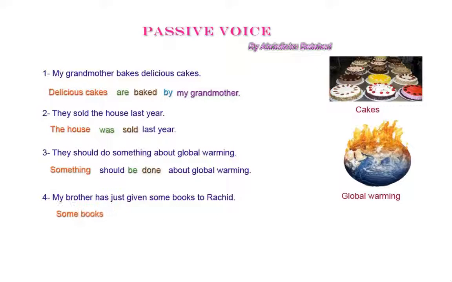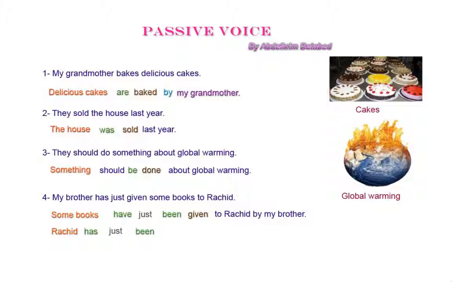So our first sentence would be, some books have just been given to Rashid by my brother. As you see here, the focus is on the direct object, which is some books. On the other hand, if the focus is on the indirect object, that is, Rashid, the passive voice sentence would sound like this. Rashid has just been given some books by my brother.